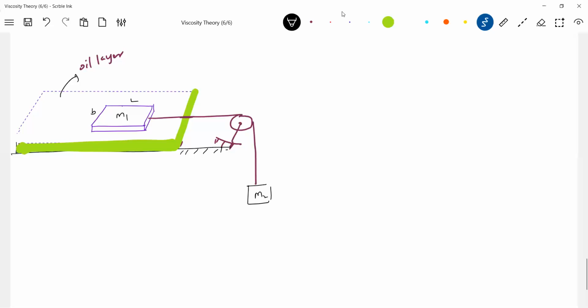Now what are the conditions? The moment I release, weight M2G will act. Then the tension T will act here, and the viscous drag should act in this direction. At an instant of time, let V be the velocity. Then the acceleration of this should be equal to the acceleration of this. Then what are the equations of motion? M2G minus T equals M2A. T minus viscous drag equals M1A.